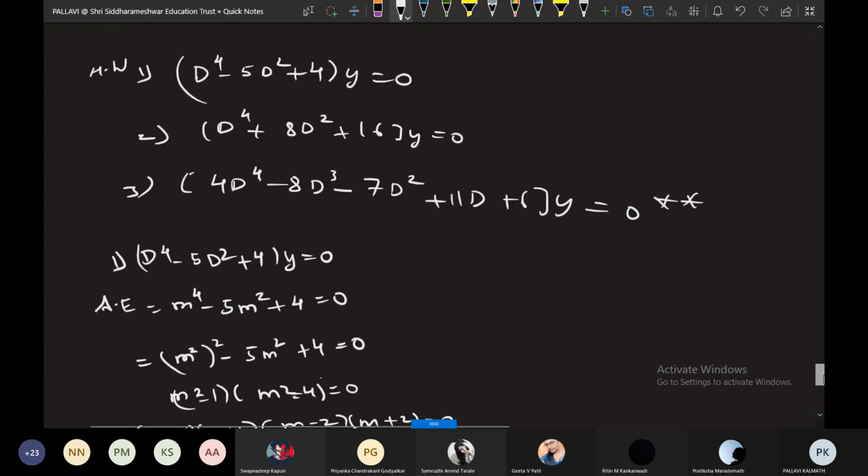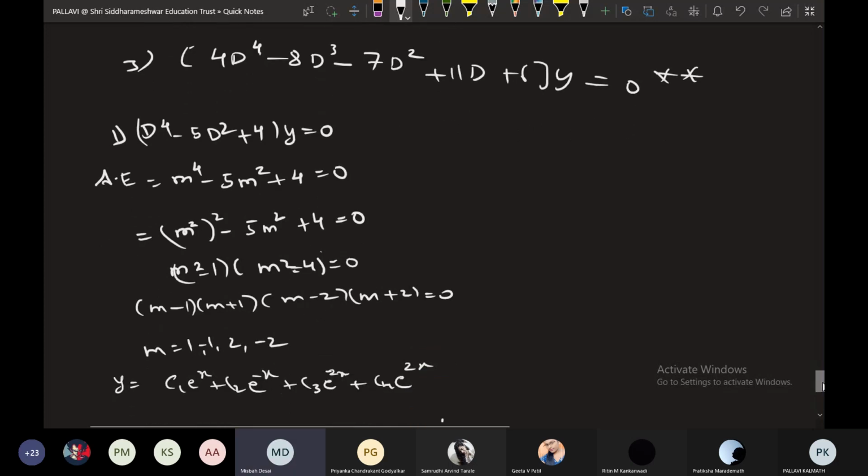Ma'am, even we can take this in the form of p plus or minus iq. Whether you have got complex roots? No, ma'am, these are plus or minus 1 or plus or minus 2. Listen, this p plus or minus iq, you can do, but it is only applicable when you have i, a complex number. Don't forget this i.